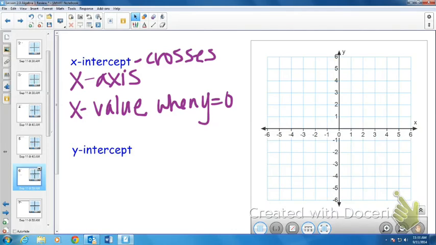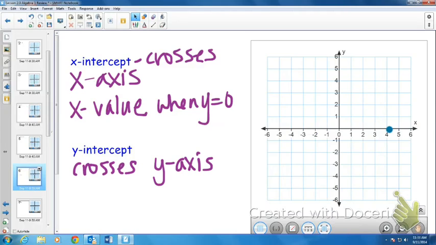So if I cross the x-axis at this point right here, then that point is (4, 0). It is the x value, and y is 0. He is the x-intercept. The y-intercept is where the graph crosses the y-axis.